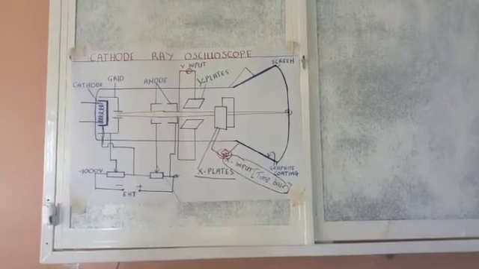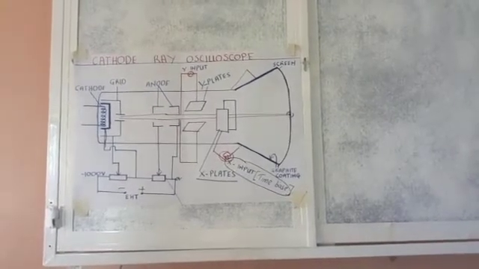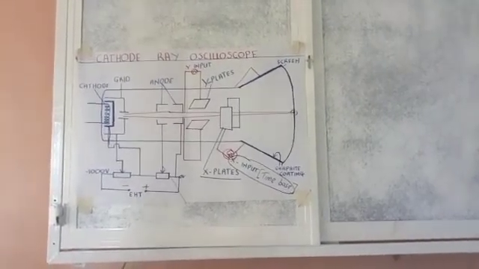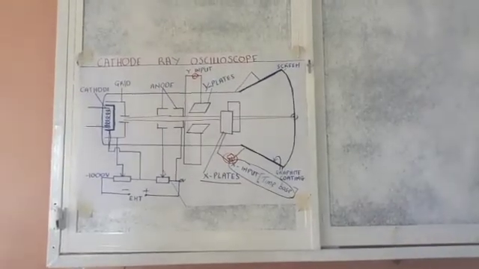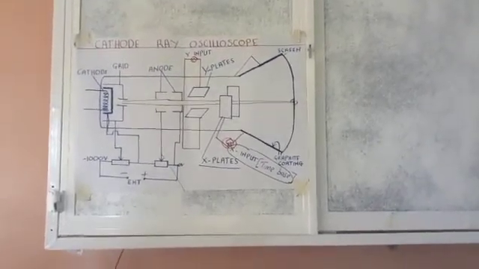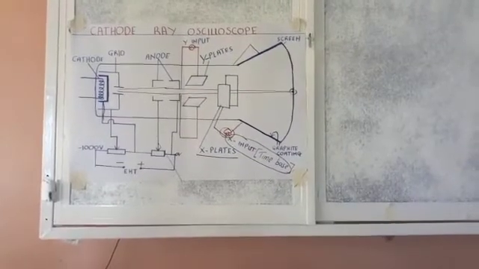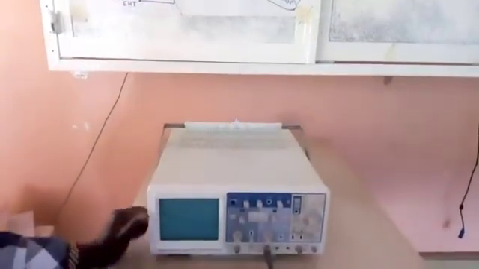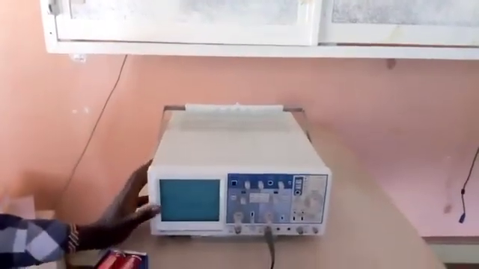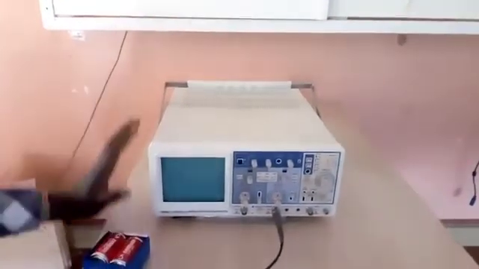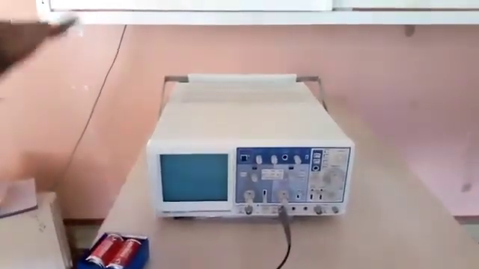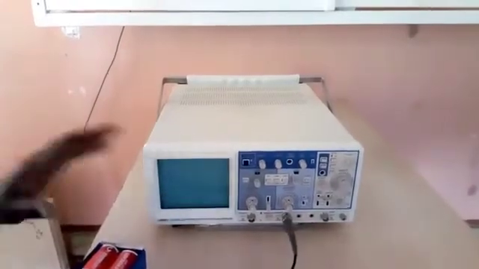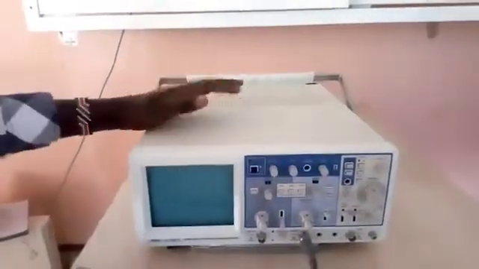In the other session, we looked at the parts of a CRO, and today we'll be looking at some of the features of the CRO. We have the cathode ray oscilloscope with us here. We may not open it to see the inside of it, but we'll be looking at some of the things we talked about and that are controlled on the control panel of the CRO.